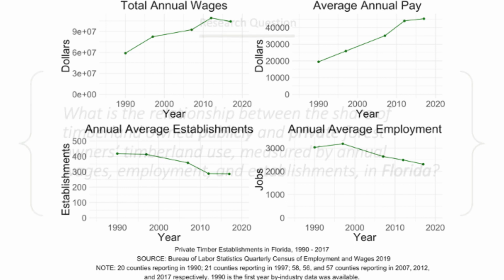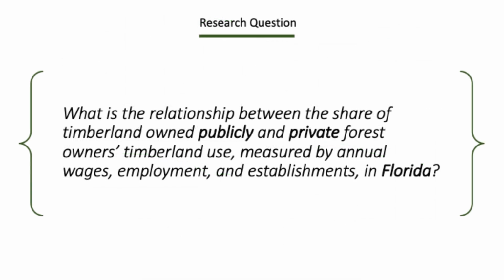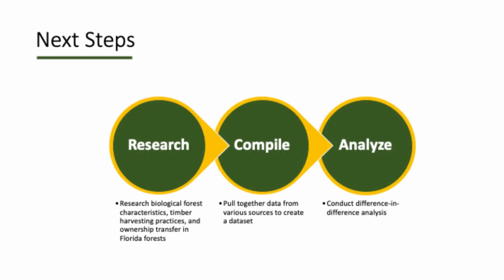So to tie it all together, this is my research question. What is the relationship between the share of timberland owned publicly and private forest owners' timberland use, measured by annual wages, employment, and establishments in Florida? To answer this question, I plan to answer several smaller questions. First, I need to understand forest ownership in Florida better. Who exactly owned the land that Florida bought? In what counties did the transfer occur? And what are the characteristics of timber and timberland in Florida and the Southeast region?